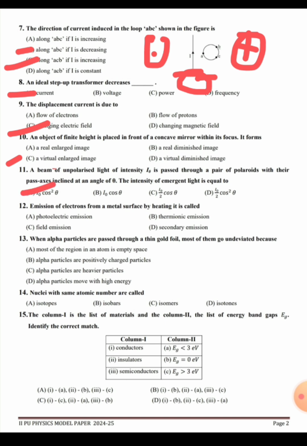The emission of electrons from a metal surface by heating it is called thermionic emission. When alpha particles are passed through a thin gold foil, most of them go undeviated because most of the region in an atom is empty.